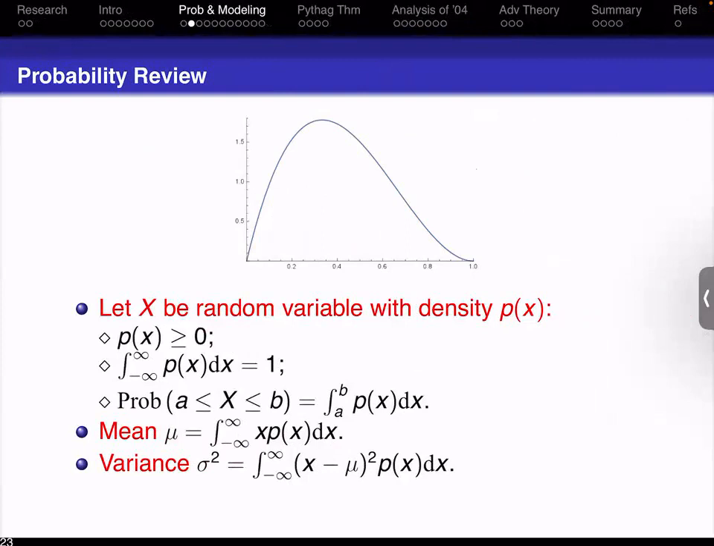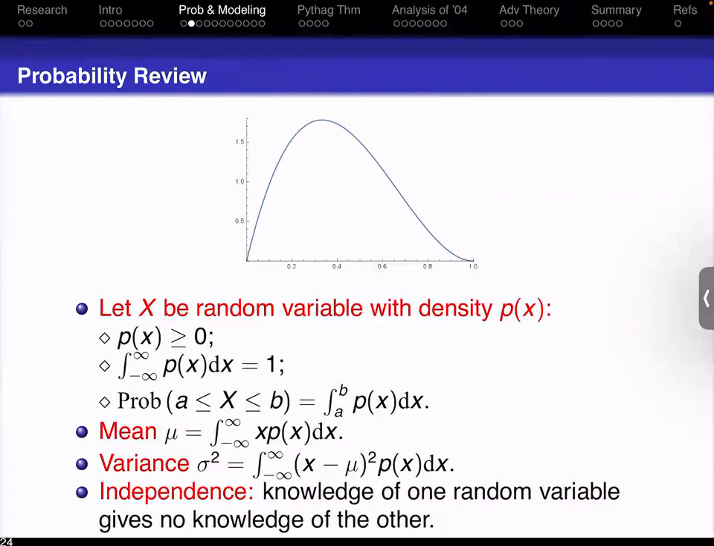If my probability distribution is concentrated very tightly around the mean, then the variance is going to be small, because almost all the mass is going to be very close to mu. So this is going to be very, very small most of the time. If the distribution is more spread out, the variance will be larger. So the variance is a way to get a sense of how spread out your distribution is.